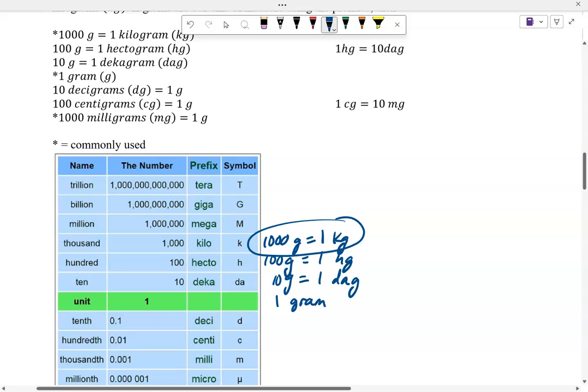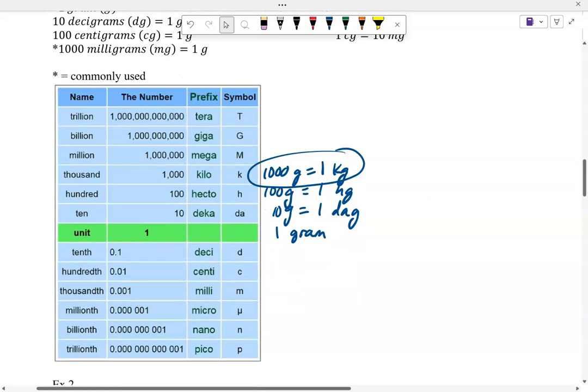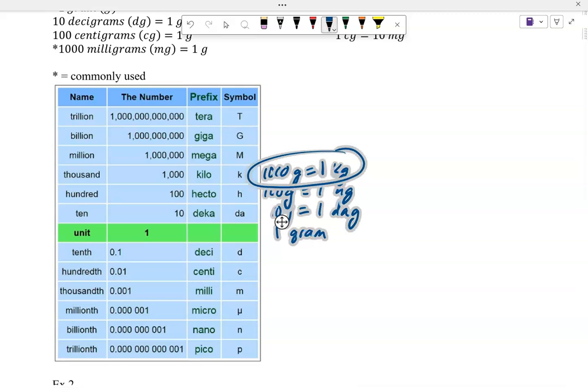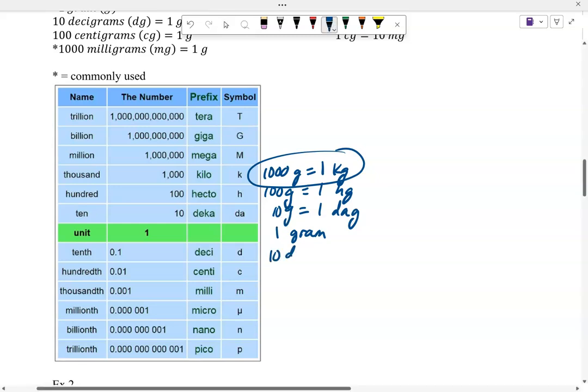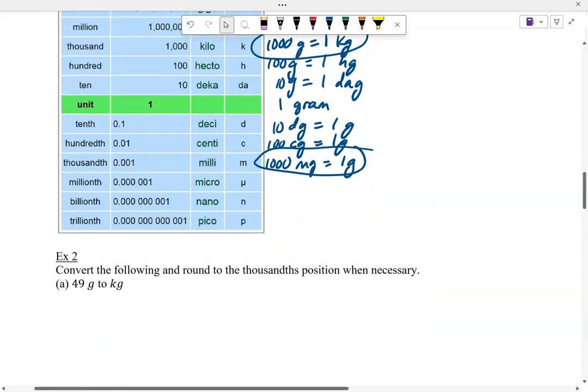Obviously, we use grams quite a bit. Down here, we could have a decigram. So 10 decigrams would be 1 gram, because a deci is a tenth of the unit. A centigram would be, it takes 100 of those centigrams to make up 1 gram. A milligram is used quite often, so it takes 1,000 milligrams to make up 1 gram. Again, we'll use that one quite a bit as well. And so on, we could use the prefixes.